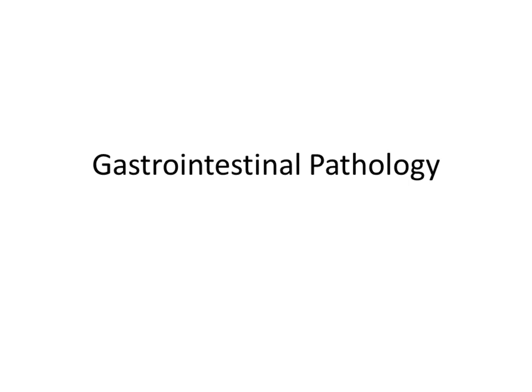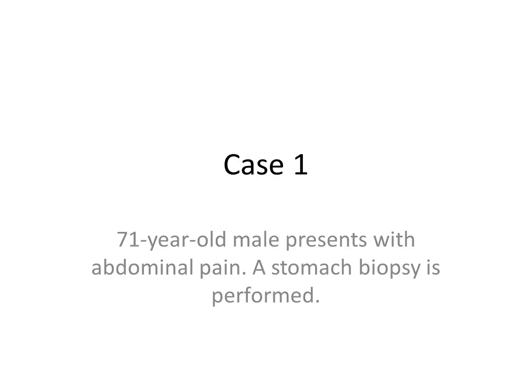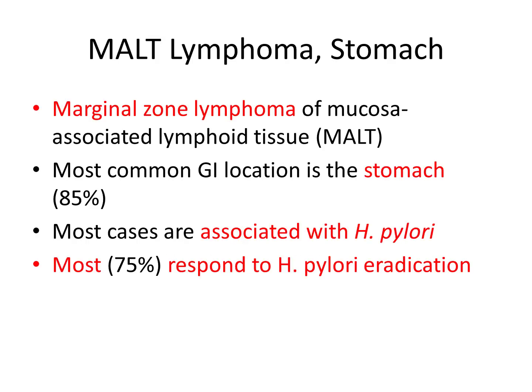Today we will be discussing several topics in gastrointestinal pathology. These topics are based on the 7 cases that were reviewed in the case conference. For our first case, the patient was a 71-year-old male that presented with abdominal pain. A stomach biopsy was performed. The diagnosis was marginal zone lymphoma of mucosa-associated lymphoid tissue, also known as MALT lymphoma.